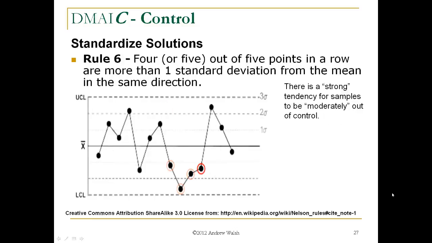Rule 6: 4 or 5 out of 5 points in a row are more than 1 standard deviation from the mean in the same direction. Now this is a stronger tendency for samples to be moderately out of control, and the logic is the same. 70% of the data should be between plus or minus 1 standard deviation, and we have so many data points out there in the 95% range, that doesn't make sense either.